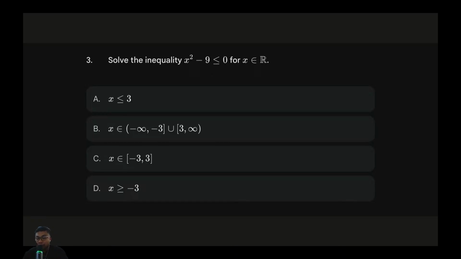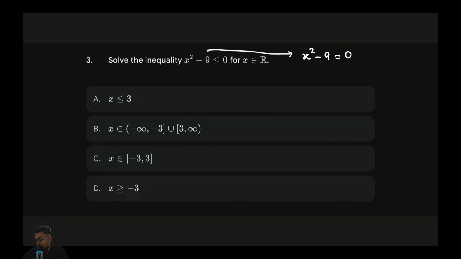And which method do I think is the easiest? So here, the easiest method is, first of all, we let this x squared minus 9 equal to 0. Our purpose is to find any x that causes x squared minus 9 to be less than or equal to 0. But in this case, first of all, let it equal to 0, okay? Let it equal to 0.